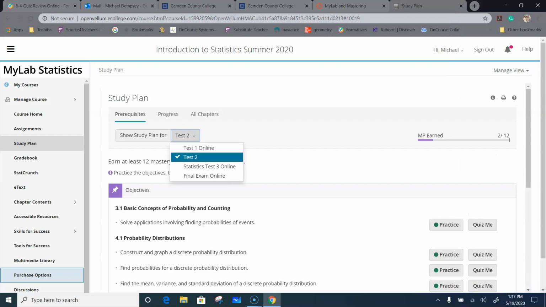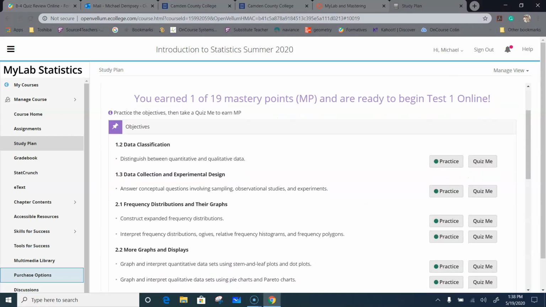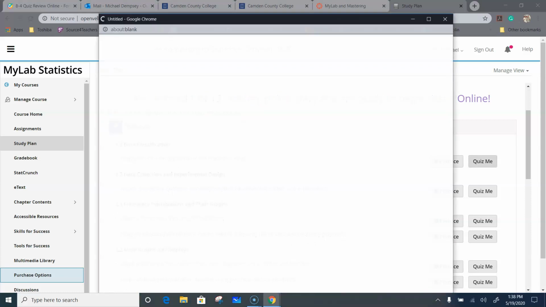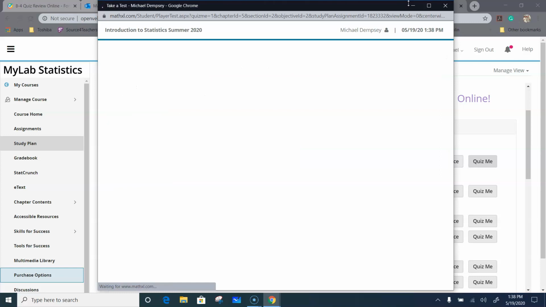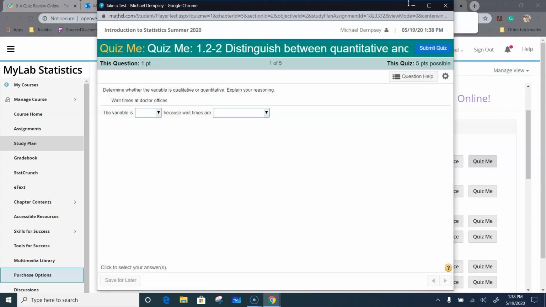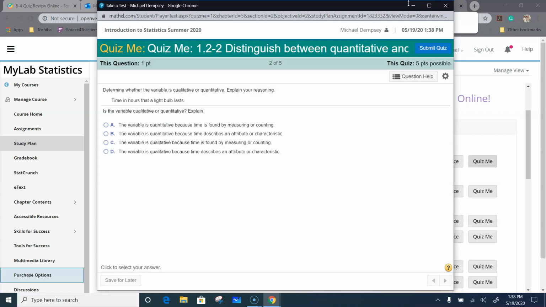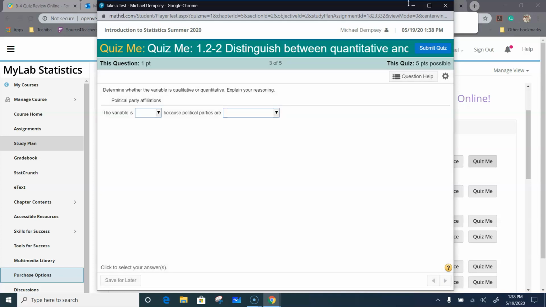And we ought to be able to use the Quiz Me button for 1.2. Now the Quiz Me button is live, so let's take a look at the Quiz Me. We'll start it. Okay, wait times at a doctor's office, that is quantitative because wait times are numerical measurements. And we move on to the next one. Time in hours, that's another quantitative because we're measuring it by counting.